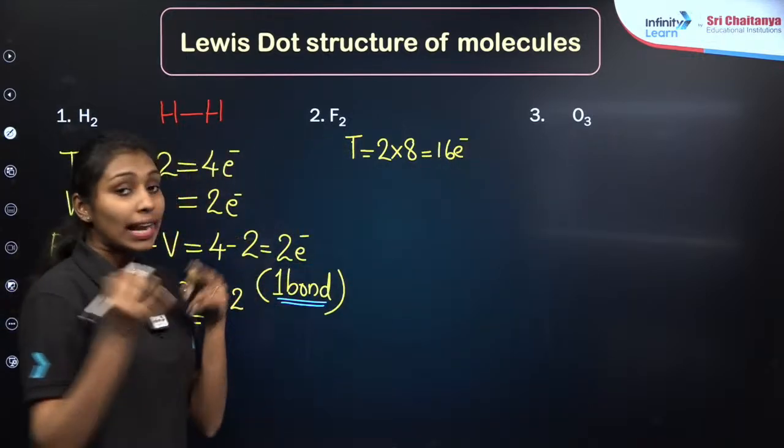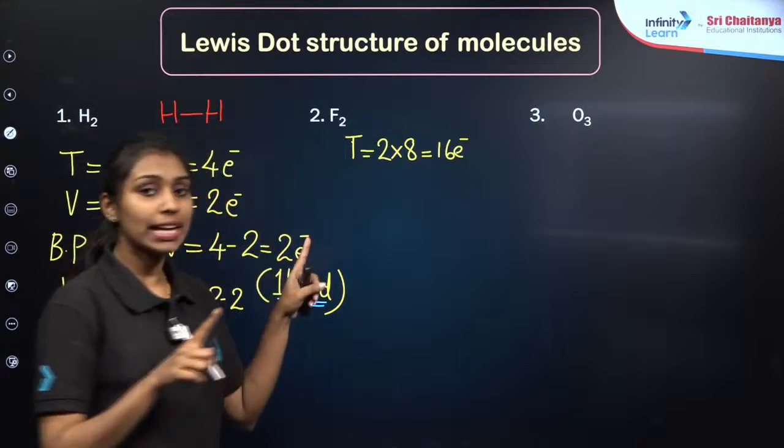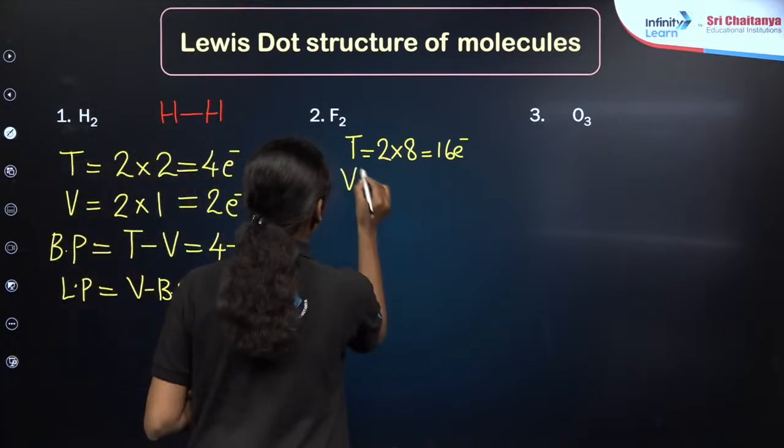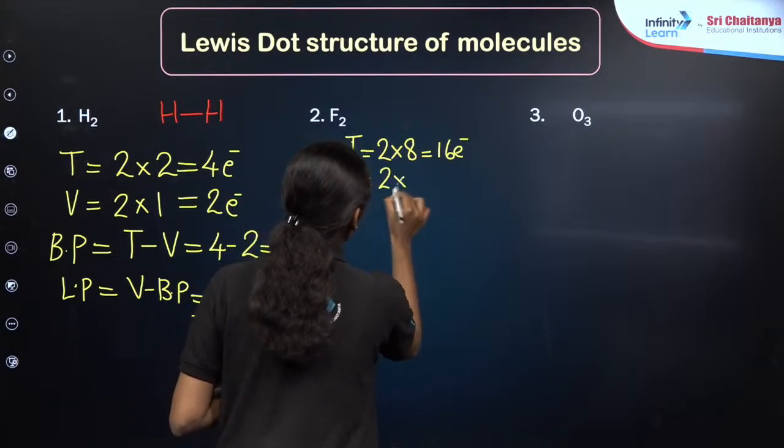Then what about the valence electrons? One fluorine atom has 7 valence electrons, right? So for 2 fluorine atoms, I am taking 2 into 7, that is equal to 14.